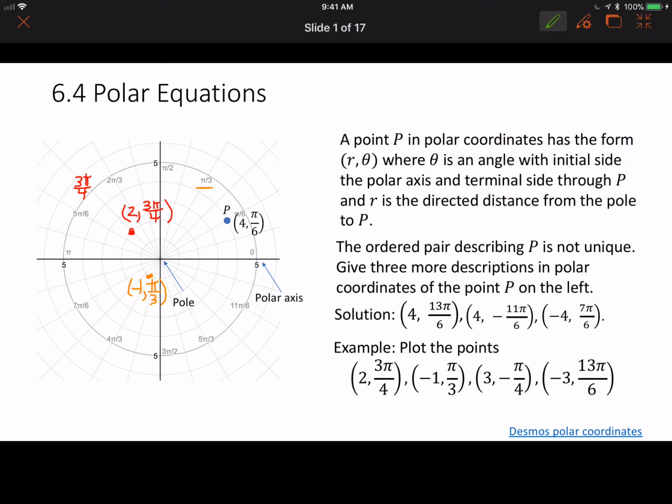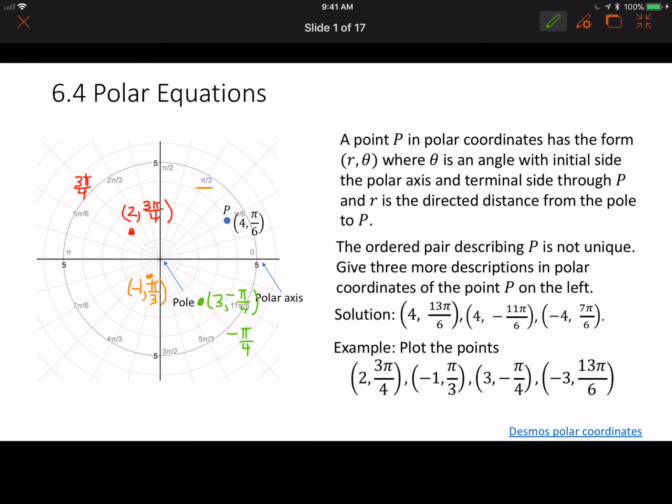Now what about 3 comma -pi over 4? So -pi over 4 is an angle in quadrant 4. Here it is, -pi over 4. And I want to move 3 units in the direction of that angle. So 1, 2, 3 puts me right about there. 3, -pi over 4.